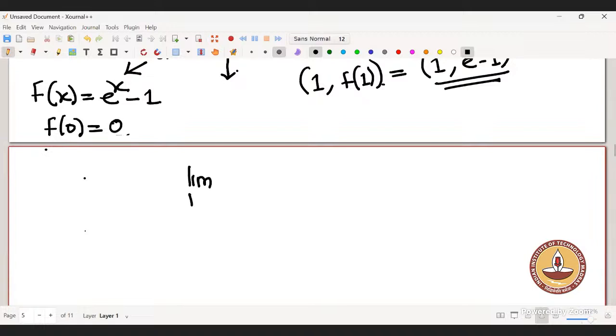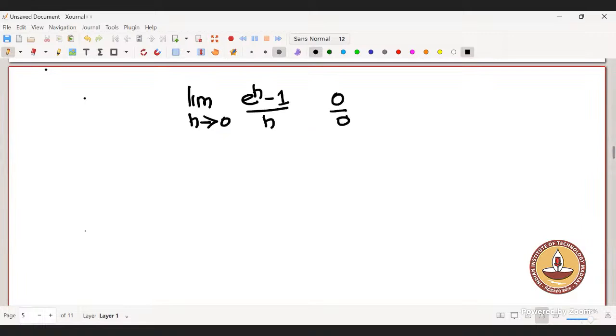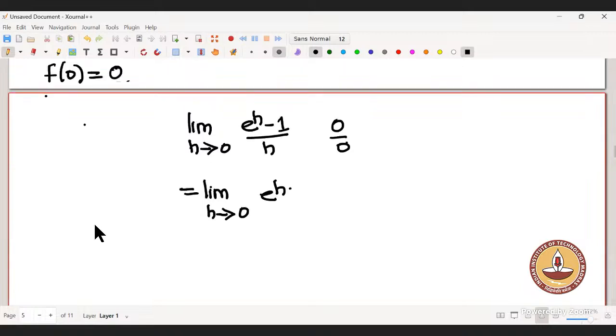Limit s tends to 0 of (e power h minus 1) by h. So this is 0 by 0, right? Yeah. So if you differentiate it, what will you get? Limit s tends to 0 of e power s, right? Oh, okay. Sorry, I went into the quotient rule. The derivative of e power s is e power s. This is 1, right? Okay, it is e power h. Yes, so this is e power 0, so it will become 1. Yes. Got it.